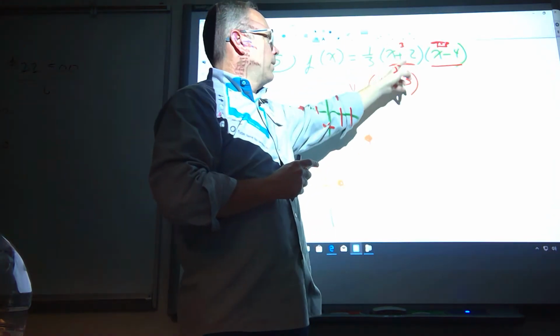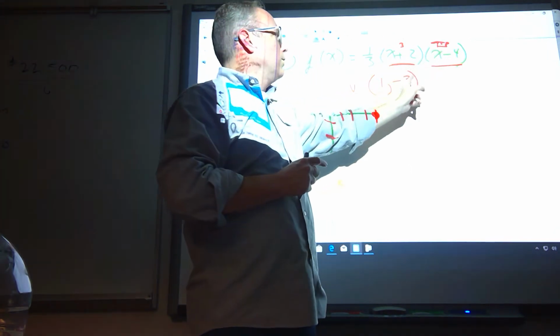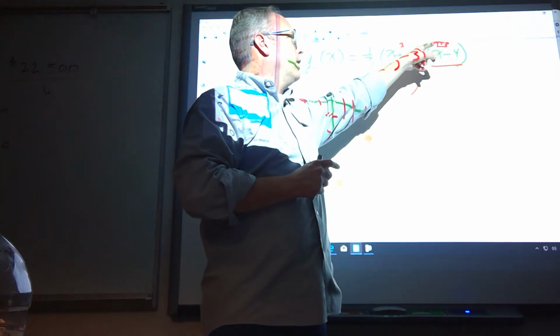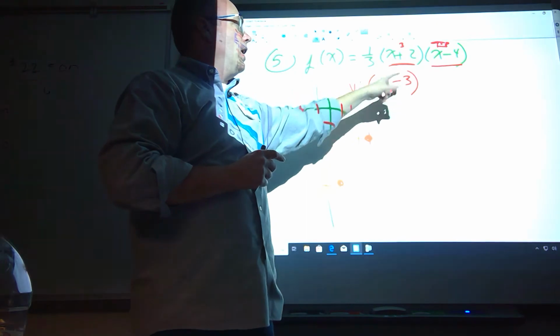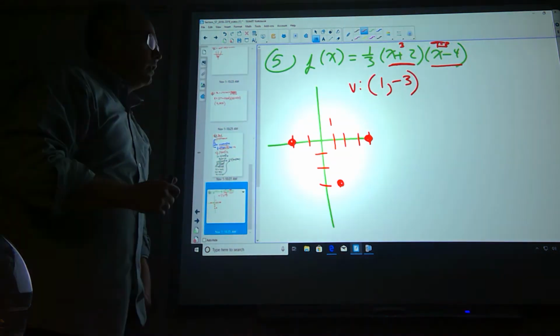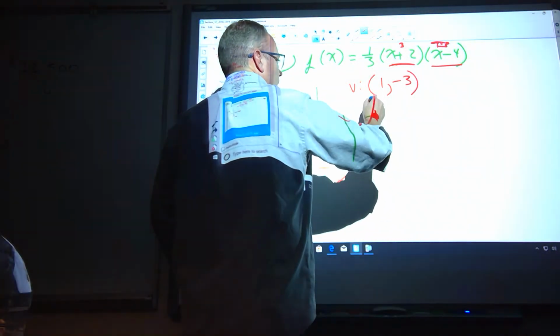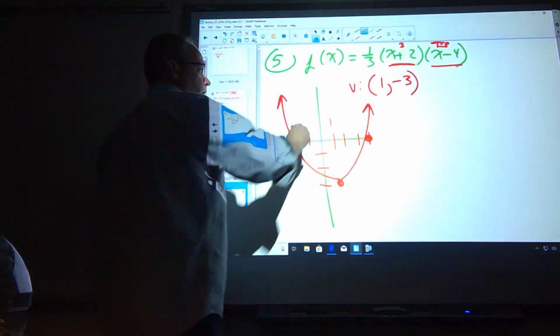So 1 plus 2 is 3. 1 minus 4 is negative 3. 3 times negative 3 is negative 9. 1/3 of negative 9 is negative 3. Okay, so this is, for the most part, what my parabola looks like.